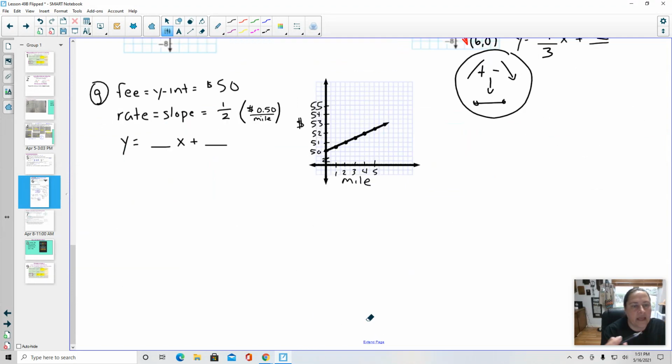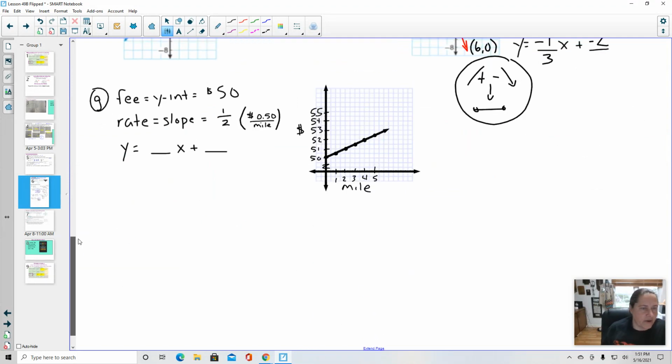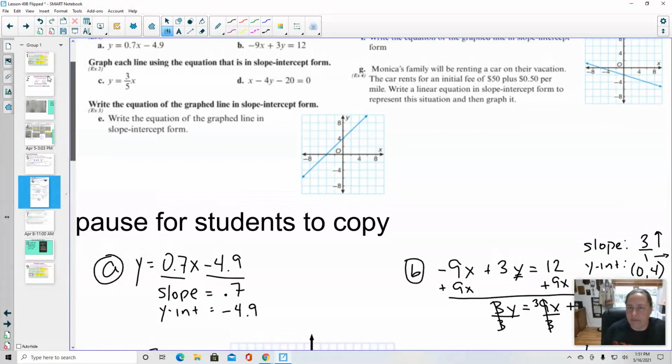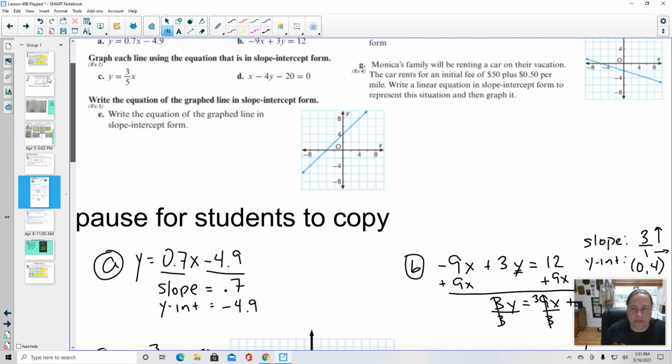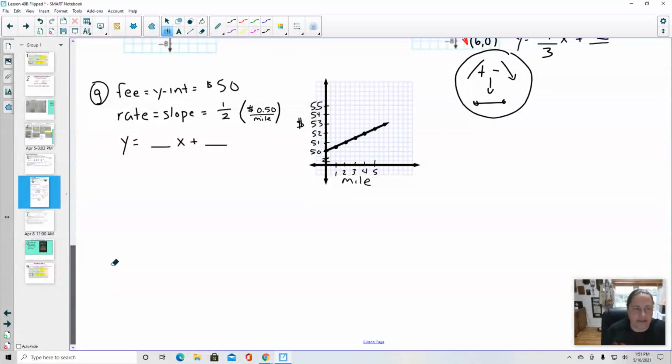Oh, sorry. I just wanted to scroll down. Okay. We have a fee of $50. This is a rental car. So we have Monica's family will be renting a car on their vacation. The car rents for an initial fee of $50 plus 50 cents a mile. Write a linear equation in slope intercept form to represent the situation and then graph it.